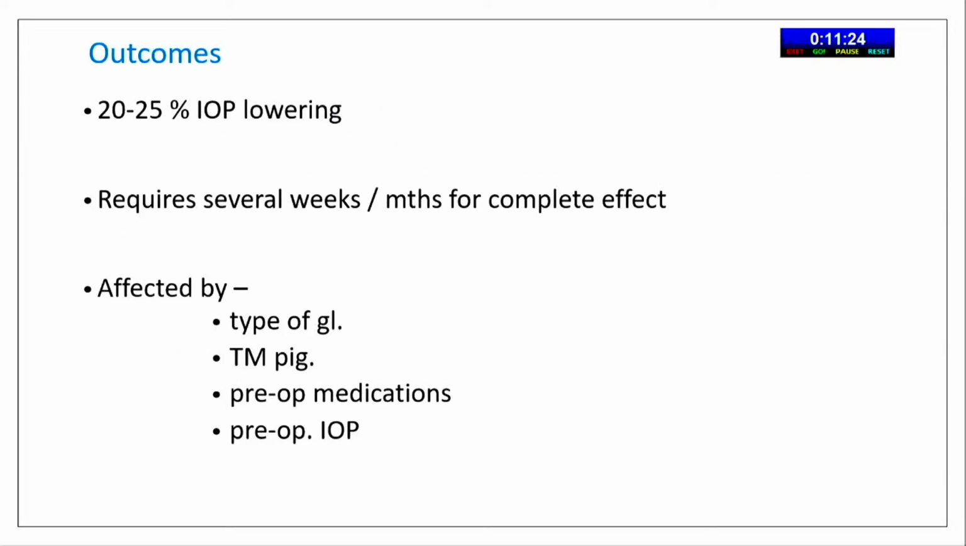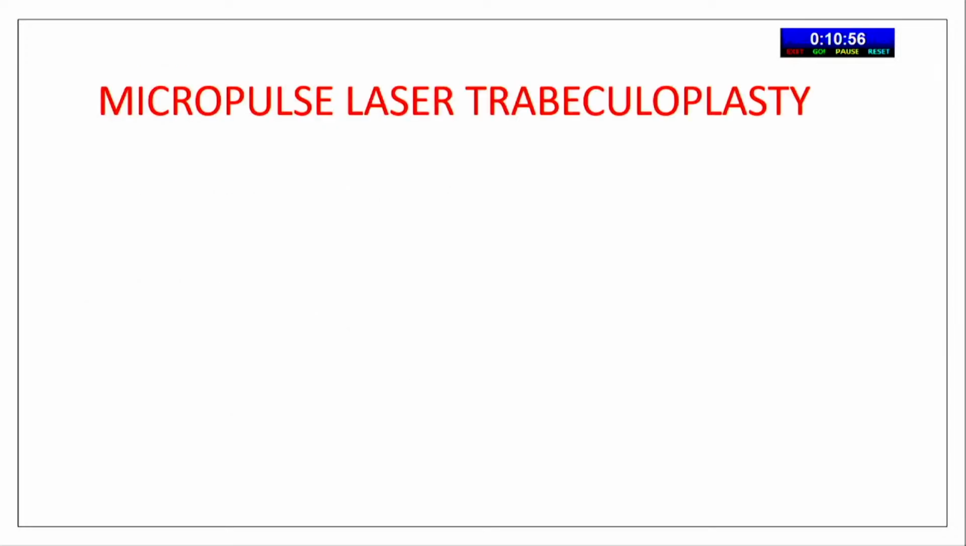It usually causes about 20 to 25% of IOP lowering, but requires several weeks to months for the complete effect to be seen. And the efficacy is determined by the type of glaucoma, the TM pigmentation, and the pre-op medications. It is said that the more medications there are, the more the TM would already be influenced and modified by those drugs, so SLT will have a lesser effect. And if the pre-op IOP is higher, then SLT will have a higher efficacy.